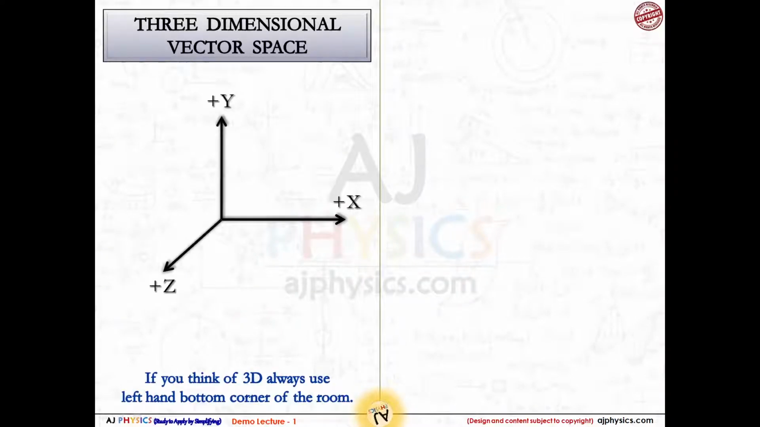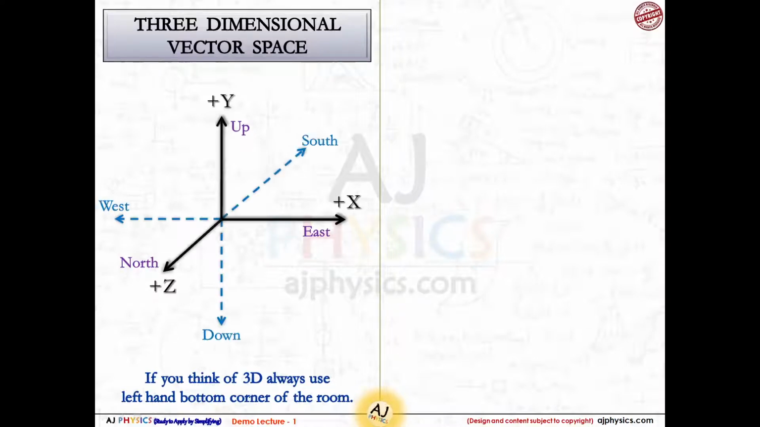Whenever we understand 3D geometry, we always consider the left hand bottom corner of the room. And easily you can locate these three axes, that will be X, Y, and Z coming towards you. So you can just denote them. We have named these three axes as east, north, and up. The y axis is generally upwards. Obviously, the opposite of these axes will be west, south, and downwards. Fine. Now, this is the basic 3D geometry which you always have to keep in mind whenever we discuss the problems related with 3D in physics.